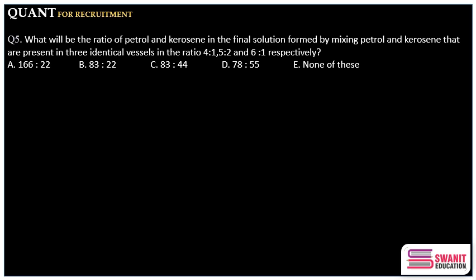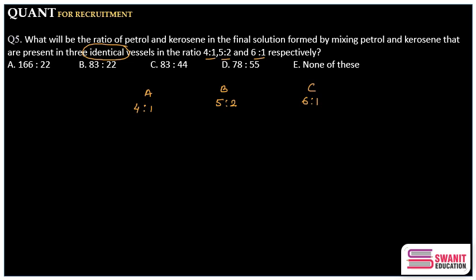What will be the ratio of petrol and kerosene in the final solution formed by mixing petrol and kerosene that are present in three identical vessels in the ratio 4:1, 5:2, and 6:1? That means there are three vessels, let's say A, B, and C. So they contain petrol and kerosene in the ratio 4:1, 5:2, and 6:1.